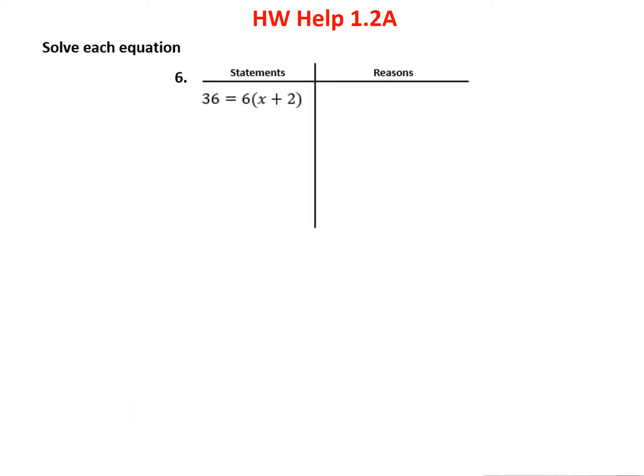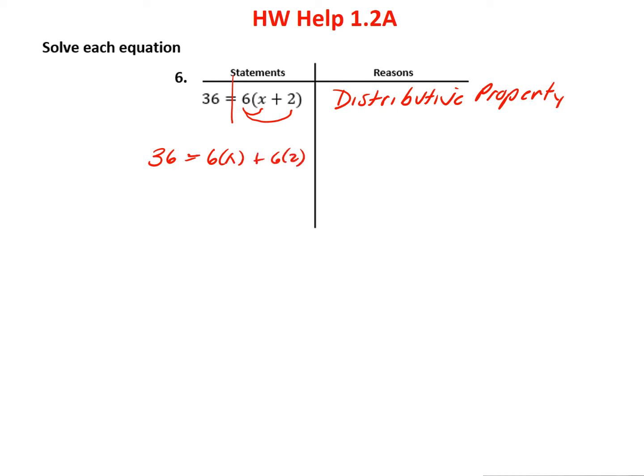Problem 6 is exactly like problem 5, except they have exchanged the left and the right side. So when I look at the left or right side to see if there's anything I can do, I notice, oh, I have 6x here. I want to get rid of the parentheses, and I'll use the distributive property to eliminate the parentheses. So the first thing we're going to do on the right side is use the distributive property. So I have 6 times x plus 6 times 2. So I end up with 36 equals 6x plus 12.